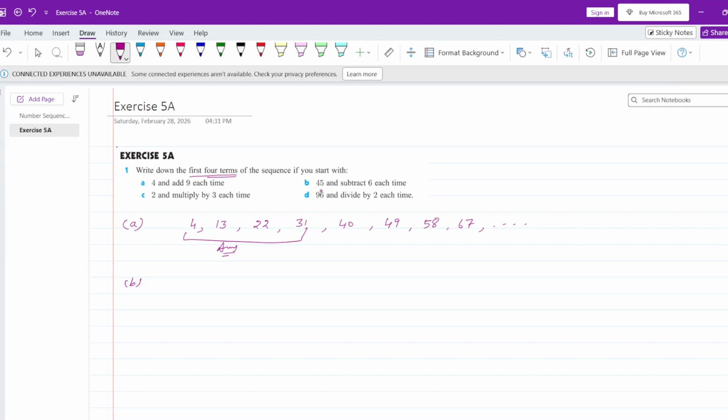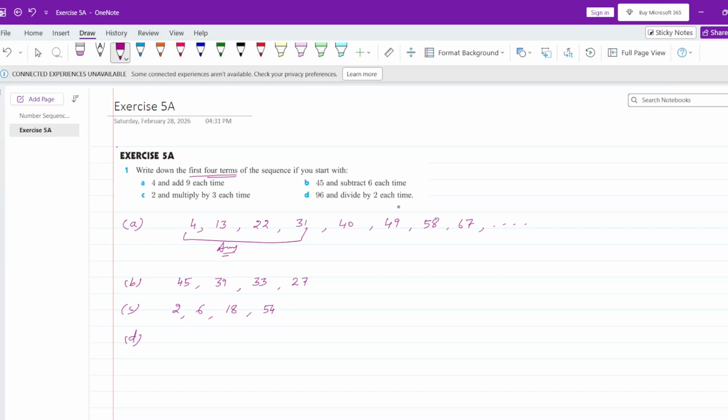Similarly, start with 45 and subtract 6 each time: 45, 39, 33, and 27. Next, start with 2 and multiply by 3 each time. So the first term is 2. If we multiply 3 to it, we get 6. If we multiply 3 with 6, we get 18. If we multiply 3 with 18, we get 54. That's the answer.